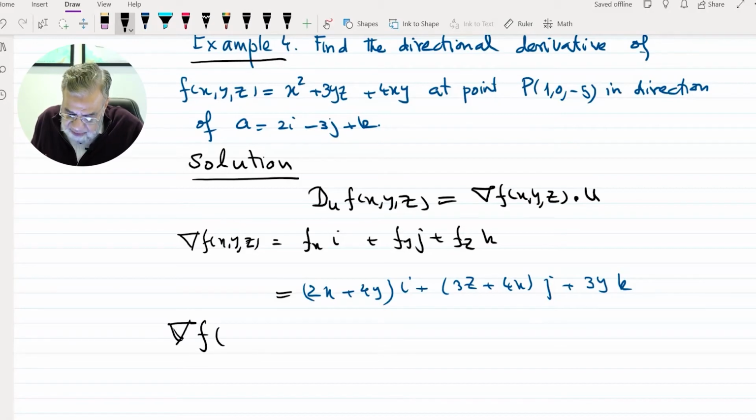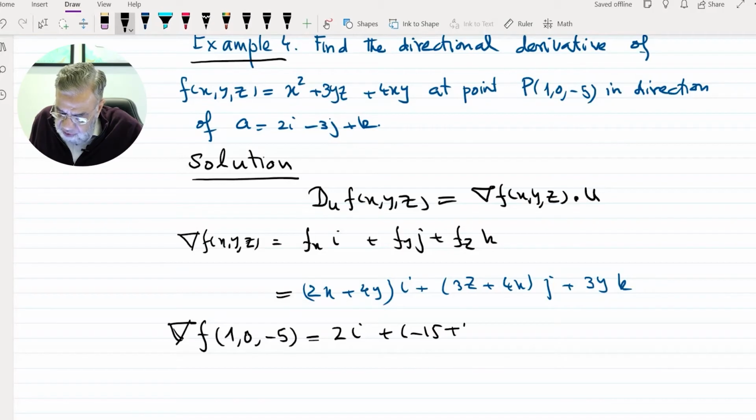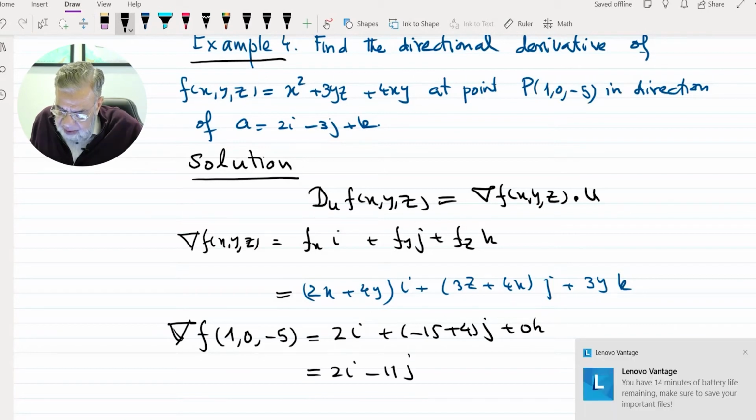My point P is 1, 0, and minus 5. My x equal to 1, y equal to 0, I get here 2i. My x equal to 1, y equal to 0, z equal to minus 5. So I get here minus 15 plus 4j. Then y equal to 0, this is 0k. I simplify this one, I get 2i minus 11j. And here this is my gradient of the function.